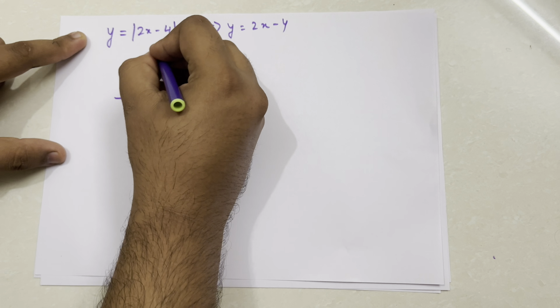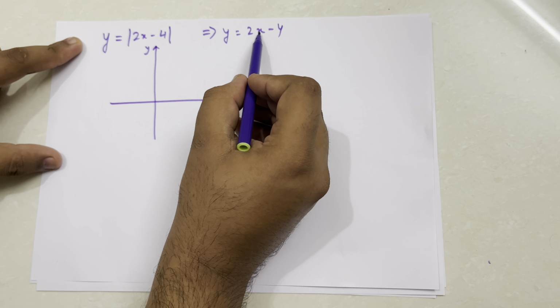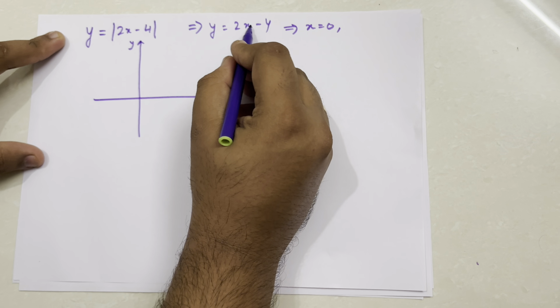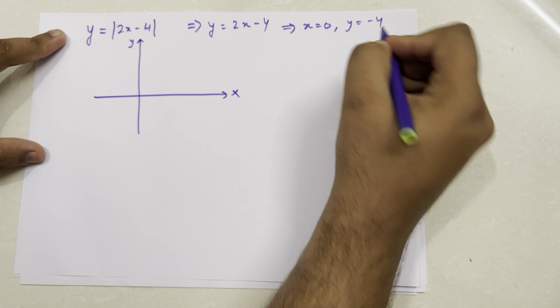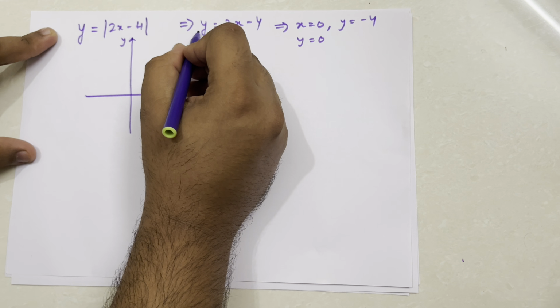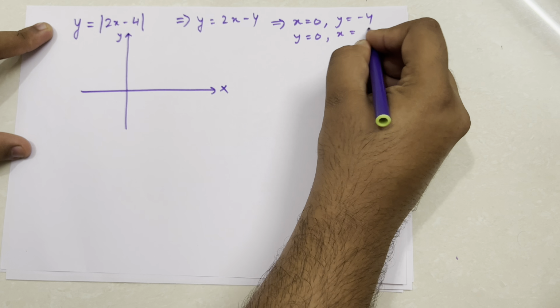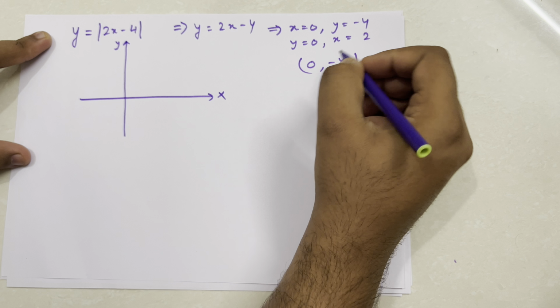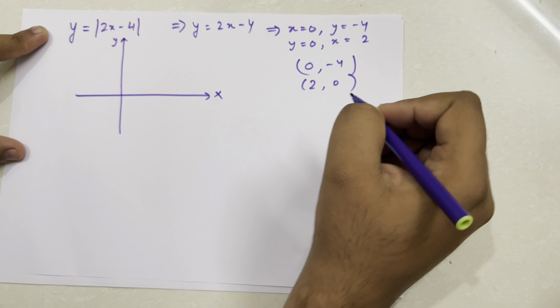X axis, this is y axis. So if x equals 0, y becomes minus 4. So this will be 0, y is equal to minus 4. If y equals 0, x will become 2. So these are the 2 points. One is 0 comma minus 4 and one is 2 comma 0.